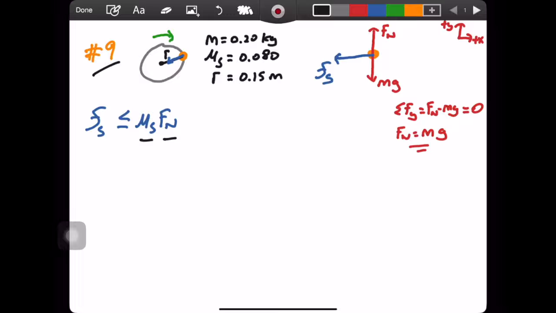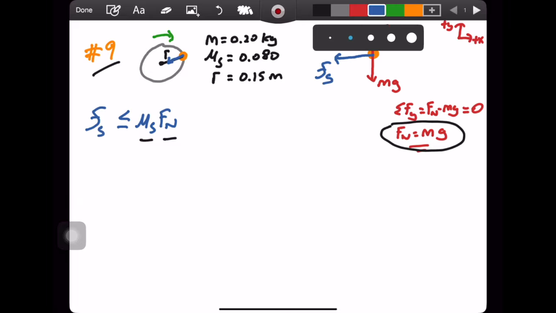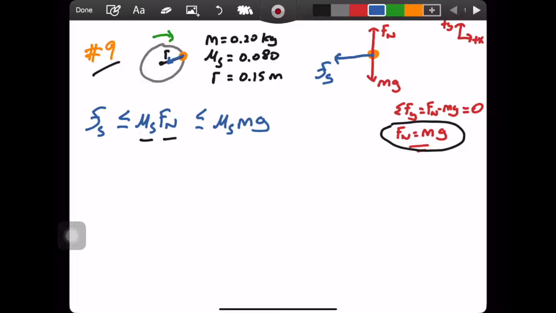We already solved for our normal force with the y part of our free body diagram. So I can extend this relationship to say that this is less than or equal to the coefficient of static friction multiplied by mg. Again, it's an inequality. There's a maximum value. The maximum value is mu s mg. However, the static friction can be less. It just has an upper limit.